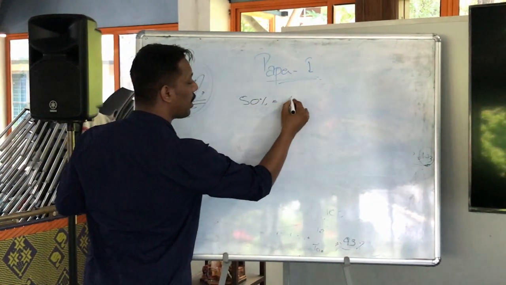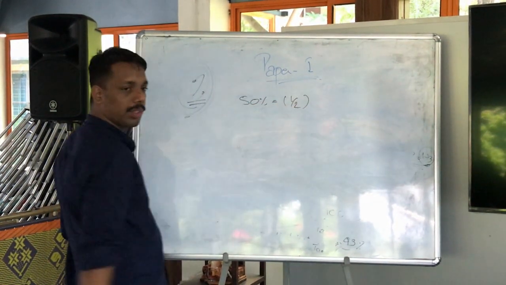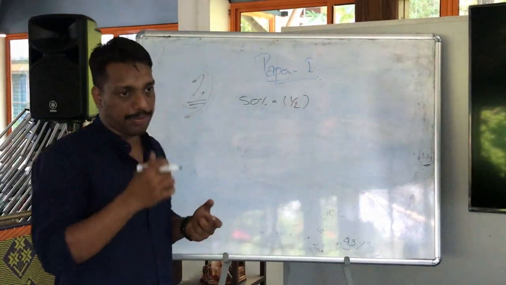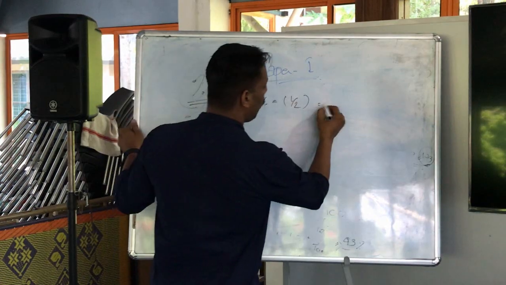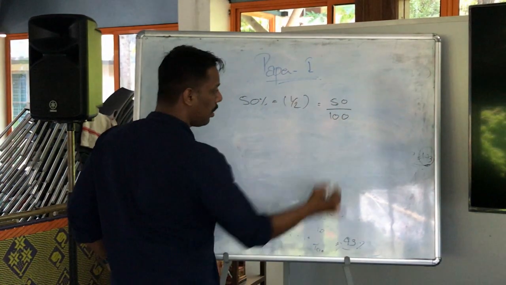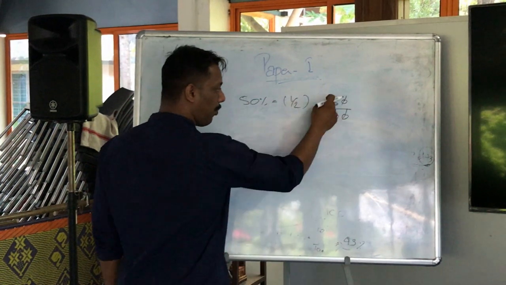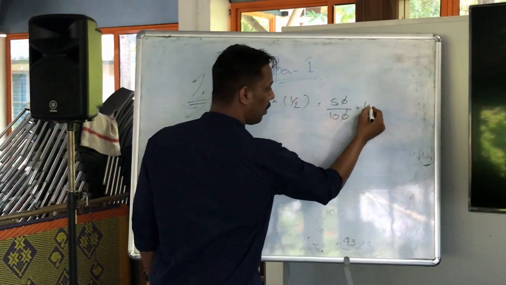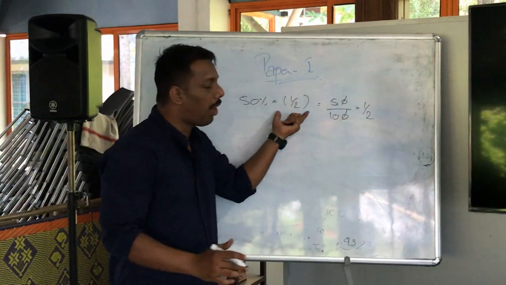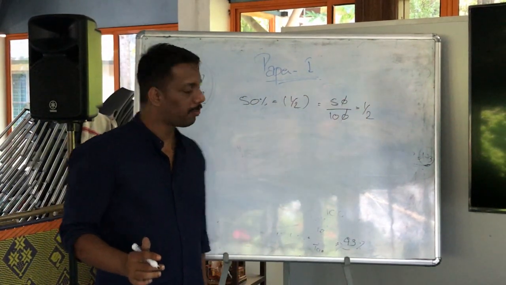50% is nothing but half, right? 50% means 50 out of 100. If you simplify 50 by 100, 5 by 10 is nothing but 1 by 2. Then 50%, nothing but half, is equal to 1 by 2.